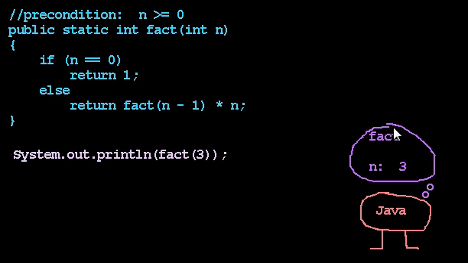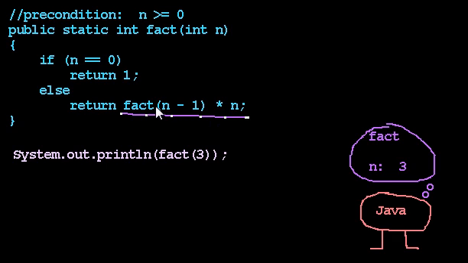So here's Java thinking about performing fact of 3. So what does it do? It says, is n 0? Nope, n is 3, 3 is not 0. So I don't go here, I go here. And Java's asked to find this computation here.